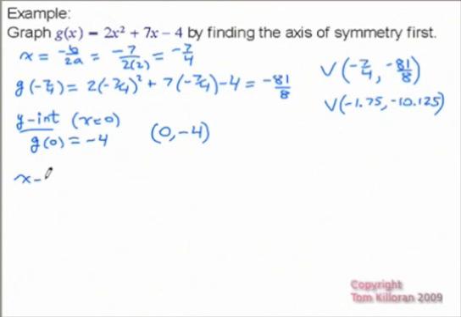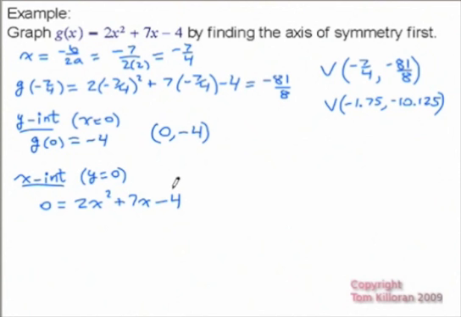X-intercepts, and we're going to let the entire function equal 0 and see what happens. So we're going to get 0 is equal to 2x squared plus 7x minus 4. Again, you can choose to use the quadratic formula. There's nothing wrong with it. It's just sometimes if it does factor, factoring is a lot quicker.